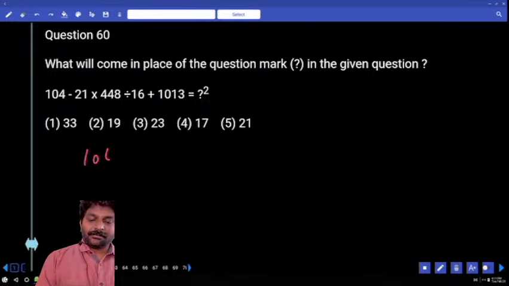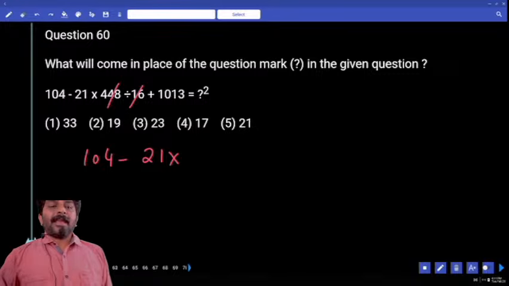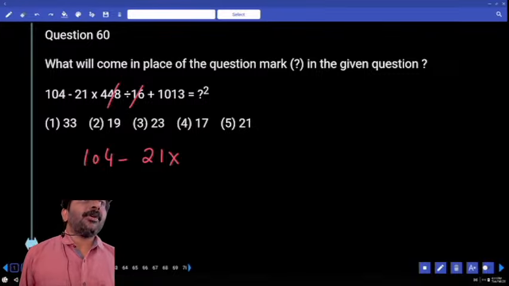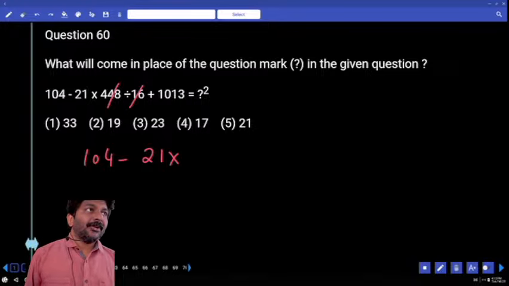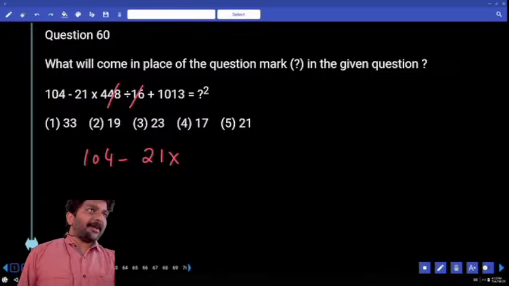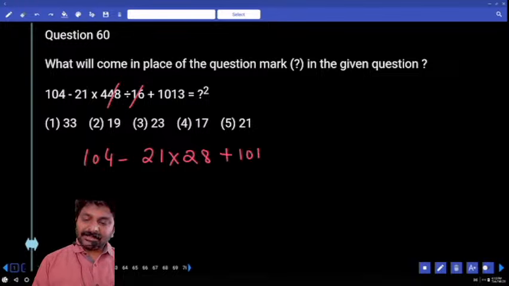Right, 104 minus 21 into 16, 448 cancellation. Can I write 448 as 480 minus 32? 480, how many 16s are there? 30. 32, how many 16s are there? 2. That means 30 minus 2 times 28 times plus 1013, which is x square, right?